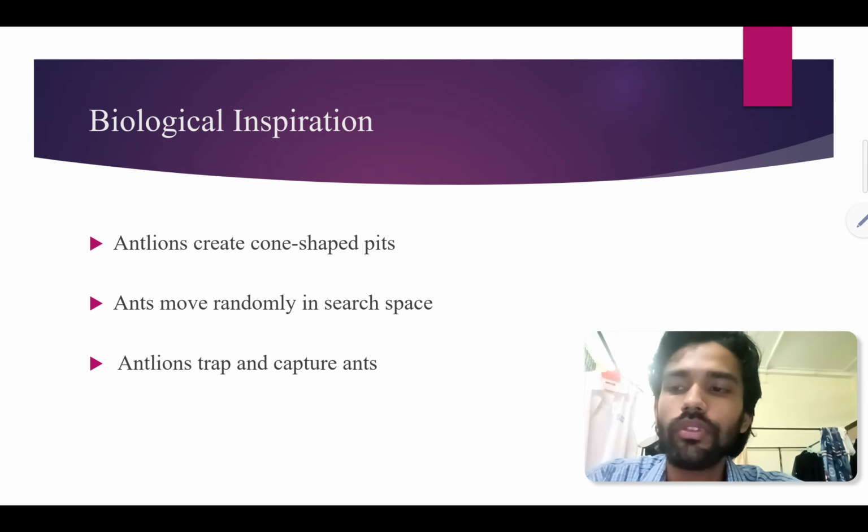So the hunting process is that the antlion digs a cone-shaped pit. The pit acts like a trap. Step 2, ants move randomly. Step 3 is the antlion senses and captures ants. The antlion throws sand. And step 4 is the antlion catches the ant. So these are the steps.